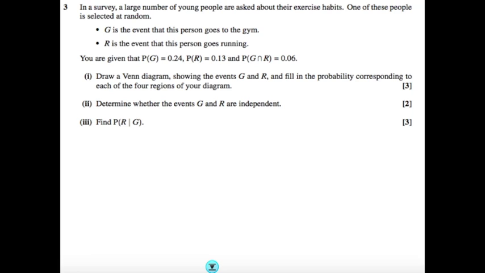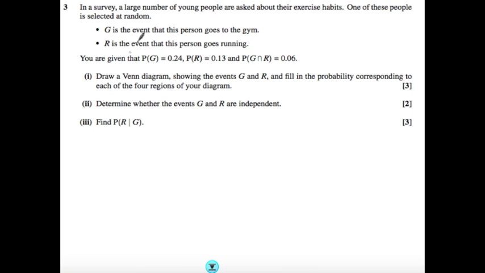Right, question 3. In a survey, a large number of young people are asked about their exercise habits. One of these people is selected at random, and then we've got 2 events. G is the event the person goes to the gym, R is the event that this person goes running, and we're given P of G, P of R, and P of G and R, so the probability someone goes to the gym and goes running.